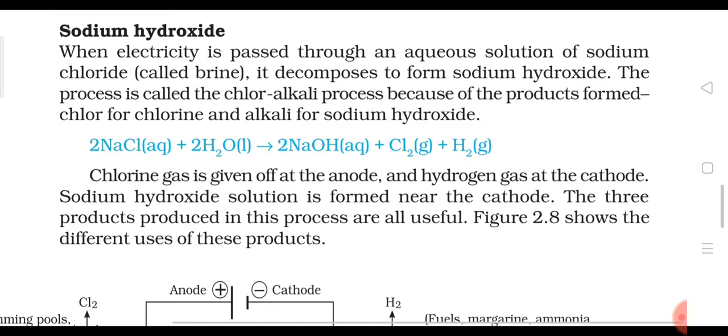Now chlorine gas is given off at the anode and hydrogen gas at the cathode. I will tell you the reason why it is so. Sodium hydroxide solution is formed near the cathode. The three products produced in this process are all useful. That means all these three products have different uses and they are getting utilized in some or other activities. So figure 2.8 shows the different uses of these three products. Everything is given in the figure which we are going to discuss next. When you understand this figure, then almost all the questions you will be able to answer based on this topic. So let us discuss the figure.